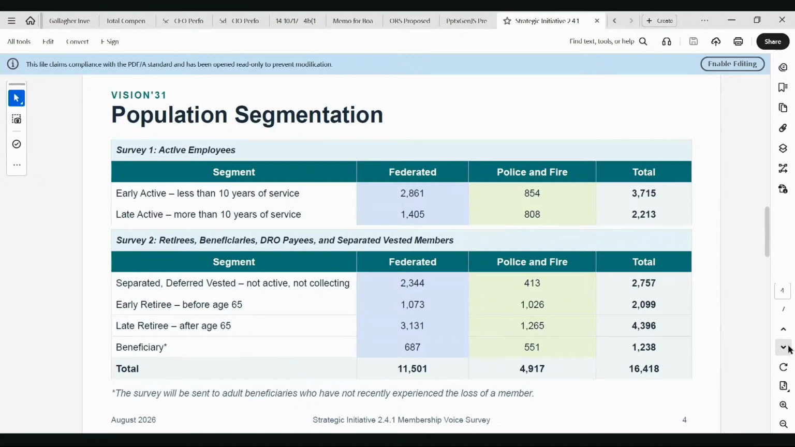We're breaking them up into these segmentations. And that includes both Federated and Police and Fire. From an ORS perspective, we need to take into account across both boards. But we'll bring back results to this board for Federated in these segments as well as against the totals. Next slide.